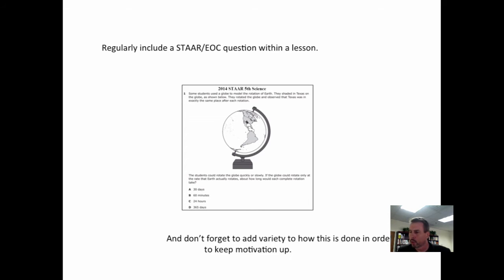So one of the ways we want to do this is that in lessons on a regular basis, we need to show how everything relates to the STAAR. Take whatever we're learning, that curriculum area, and show it in that STAAR or end of course format.